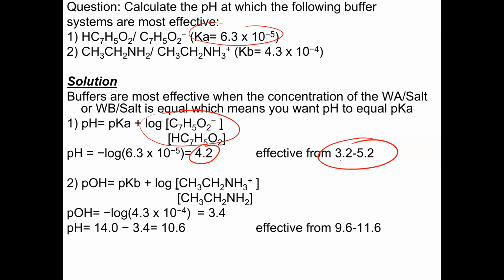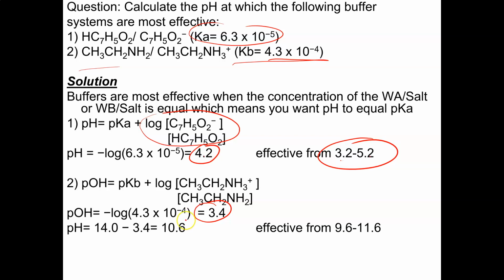All right, for the second scenario, my pOH is 3.4. So if they're giving you hydroxide data, if they give you Kb, you have to get the pOH, not the pH first. I do want to point that out. They'll get cute with these questions. They'll give you that kind of question where they give you Kb. They say, okay, what's the most effective pH range for this?